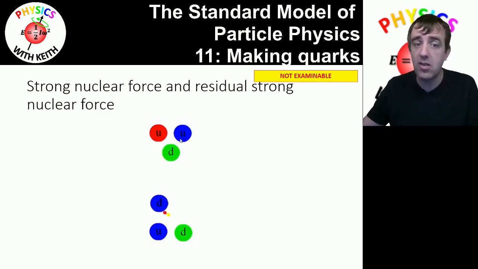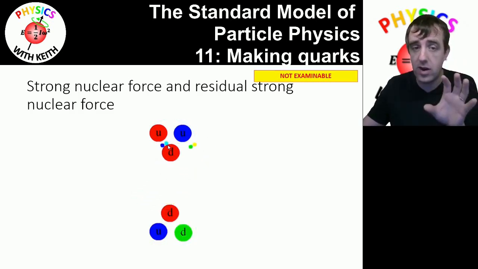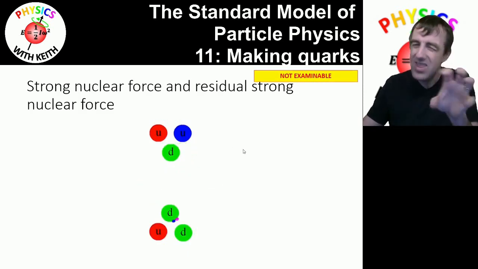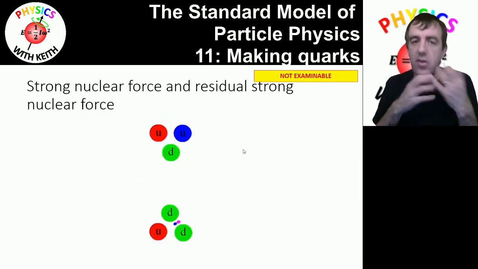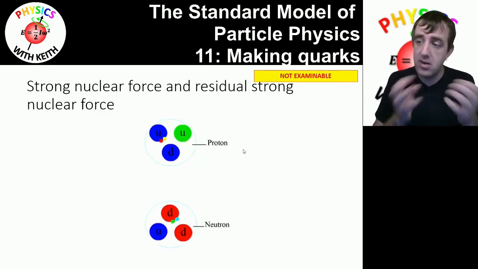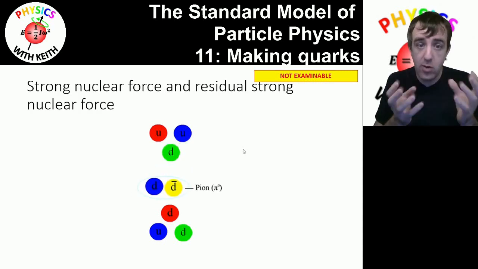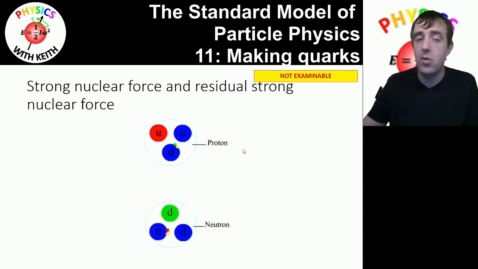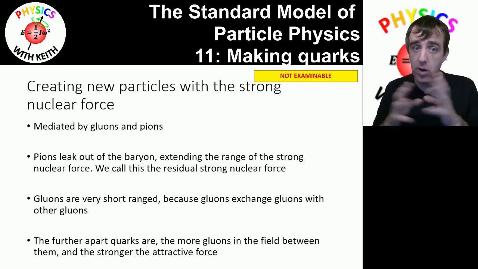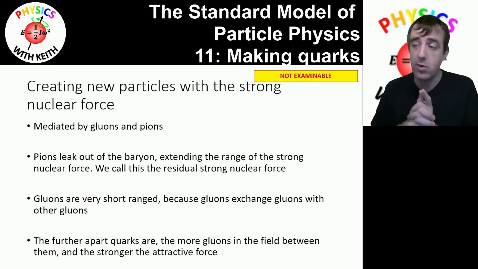So these 3 quarks are sometimes referred to as the valence quarks because they reveal to you what the baryon is. Within that baryon, there's still a soup of gluons and quarks being created and destroyed constantly, and in doing so, changing the colour of these quarks. So the strong nuclear force is mediated by gluons, but the residual strong nuclear force is mediated by pions.